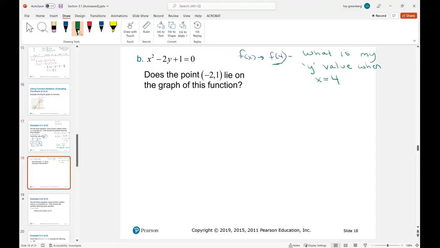And that's why people sometimes have problems with math, because they don't understand the notation. So hopefully that makes sense. Now for B, it's asking me, does this point (-2, 1) lie on the graph of this function? Now, remember in the last one, I said everywhere that you have an x, just put a parentheses.